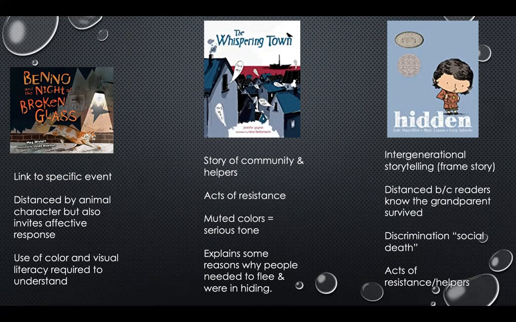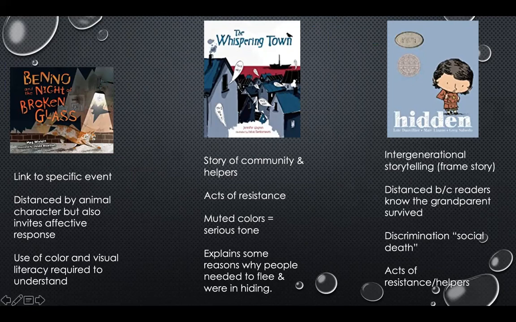The Whispering Town is another book about helpers and the story of community. So this community comes together, and when there is no moon in the sky, they help their Jewish neighbors get down to the dock and get on a boat to go to Scandinavia to flee from Nazi persecution. And they have to do it by whispering from window to window so that they can guide their Jewish neighbors to the harbor safely.